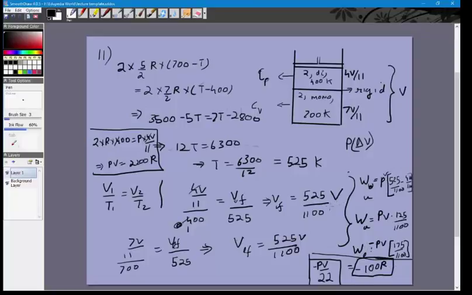So the answer to this question, question 12, is minus 100 R. This is question 12, by the way. Question 11 was the previous one, in which we just calculated the temperature, which came out to be 490. In this case we needed to calculate the work done, which is minus 100 R. So the answer to this question is option D.